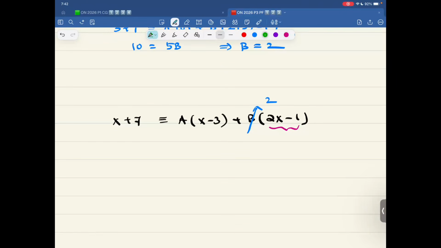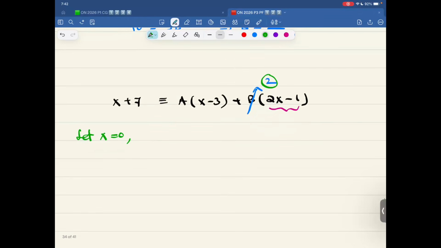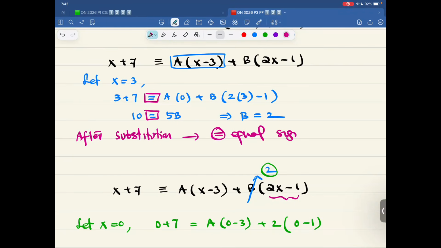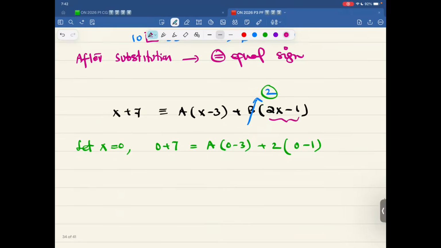Let me put any other value, which is let x equal to 0, because the value of b is already substituted. So therefore 0 plus 7, this is a, 0 minus 3, this is 2, 0 minus 1. And one thing: after the substitution, this becomes an equal sign. Before substitution, it was identical. After substitution, it's an equal sign.